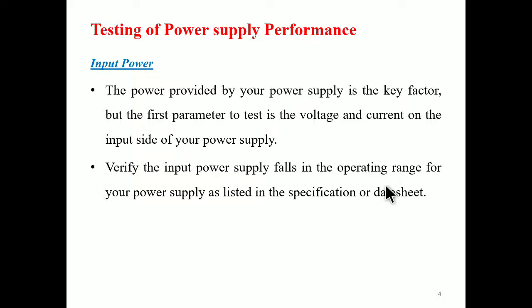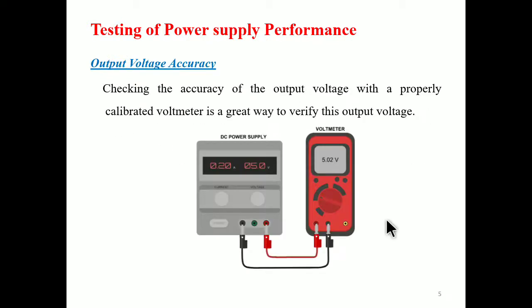The power provided to our unit is a very important key factor, and we verify that the input power supply falls in the operating range listed in the data sheet specification. So, the input power is the first parameter to test, based on the input and output voltages we discussed in the last video on performance. Next one, the output voltage accuracy. With the help of this diagram, your output voltage is measured with the help of this calibrated voltmeter.